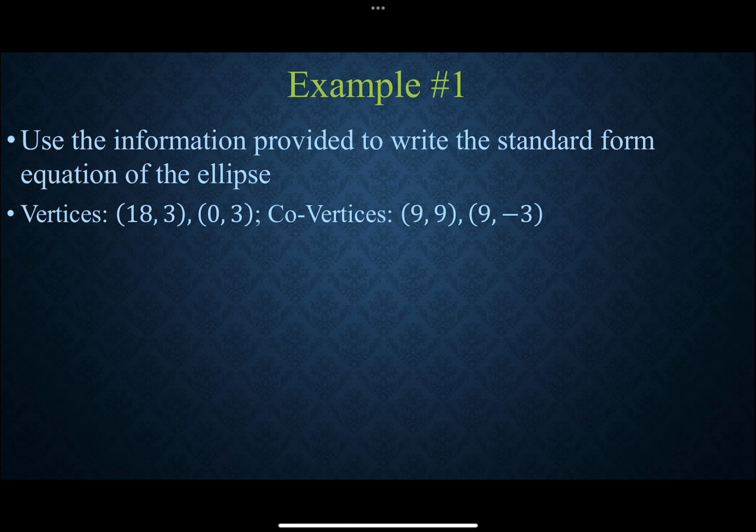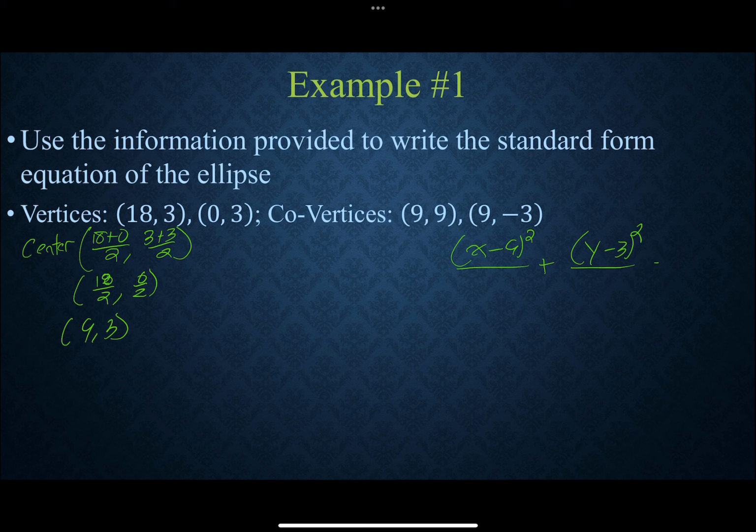If we're given the vertices and the co-vertices, we can find a and b directly once we figure out the center. The center will always be the midpoint of the vertices, the midpoint of the co-vertices, or the midpoint of the foci. So for our center, if we do the midpoint for the vertices, (18 plus 0) over 2, (3 plus 3) over 2, we get 18 over 2 and 6 over 2, which is (9, 3). So our center is at (9, 3). We're going to have our equation be (x minus 9) squared and then (y minus 3) squared equal to 1. And we have to fill in where a and b are going to go.